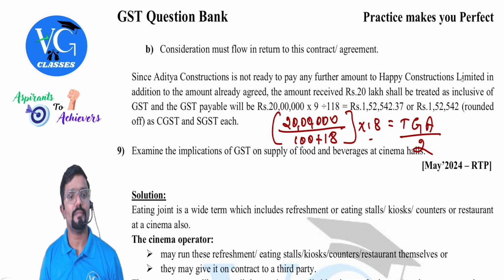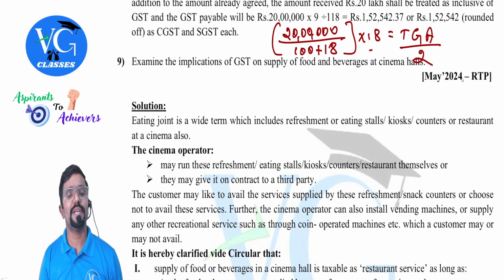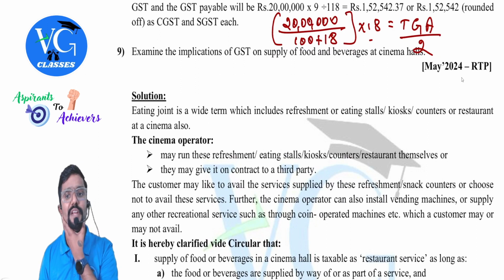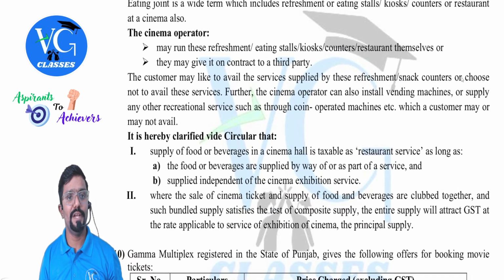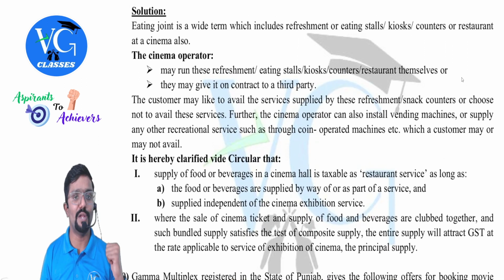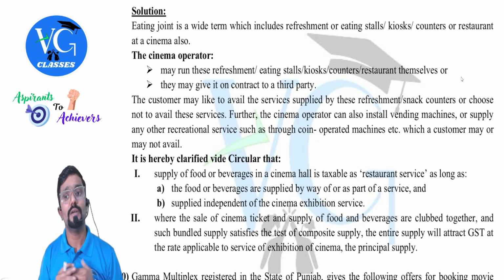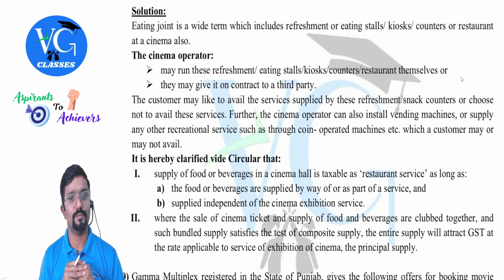Okay. Next. Examine the implication of GST on supply of food and beverages at cinema halls. It is an RTP question. You need to just explain that circular. Eating joint is a wide term which includes refreshment or eating stalls, kiosks, counters, or the restaurant at a cinema also.